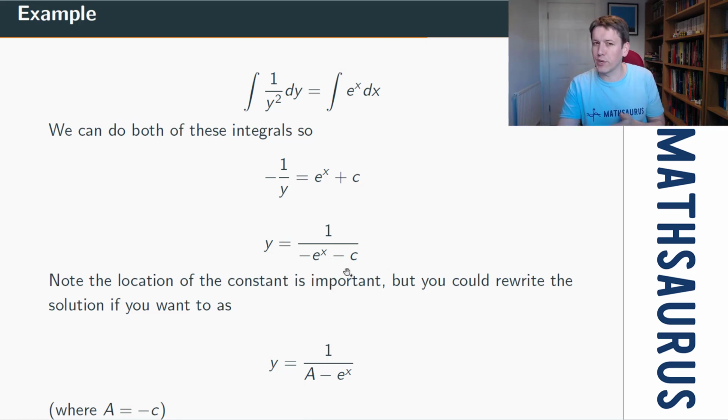But we can rename it if we want, right? So c is just an arbitrary constant we haven't worked out yet. So if we call it capital A minus c, then you could write this as 1 over A minus e to the x for a slightly nicer form.